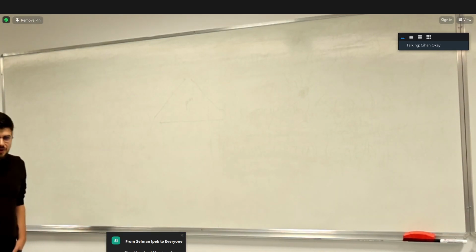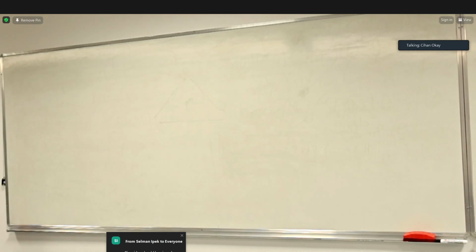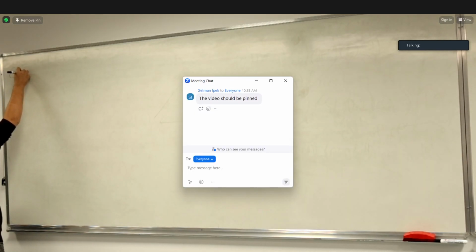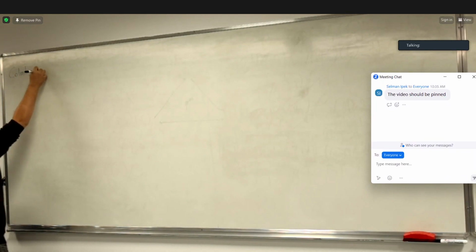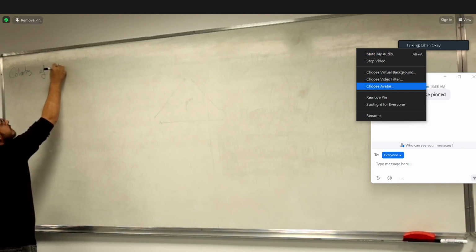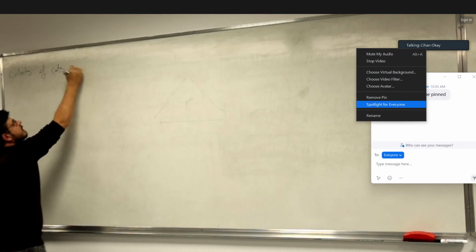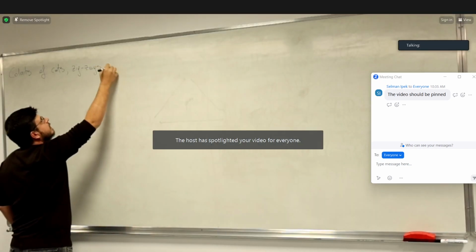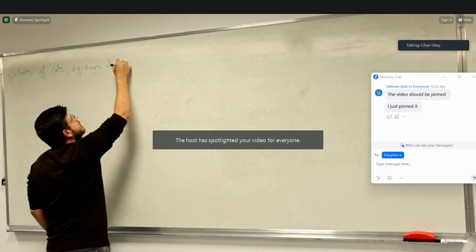Okay. So, today I'm going to talk about colimits of categories, zigzags, and necklaces.